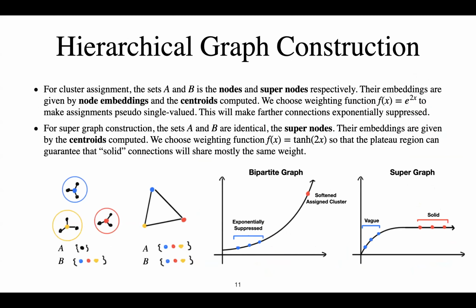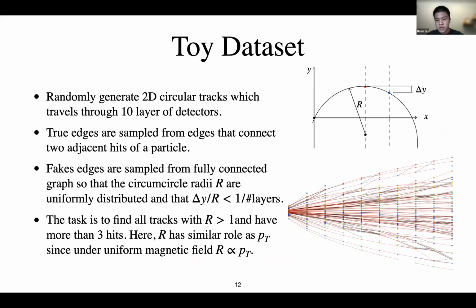Okay, let me move on to the results part. After all these descriptions, we would like to test our model. Unfortunately, I'm not able to show IDK results today. So I generated some toy events which contain 2D circular tracks. The graph is constructed to have specific efficiency and purity.